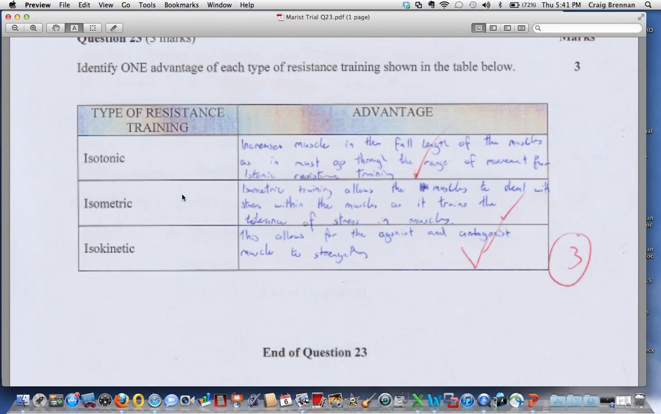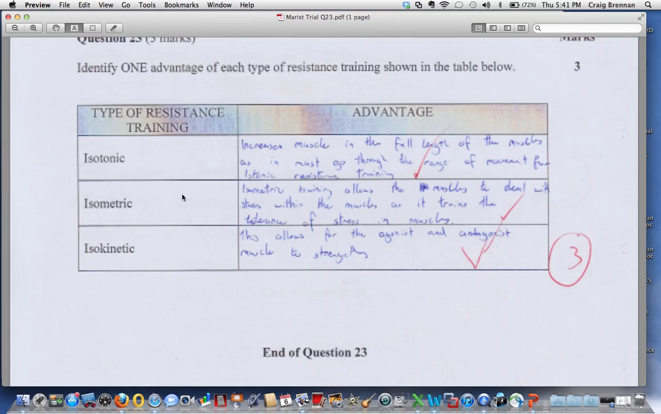So for isotonic, we know that in isotonic training there is increased muscle use in the full length of the muscle, as it must go through the range of motion for isotonic resistance training. Isometric training allows the muscle to deal with the stresses within the muscle as it trains the tolerance of stress in muscles. So it talks about the actual stress itself of a muscle.